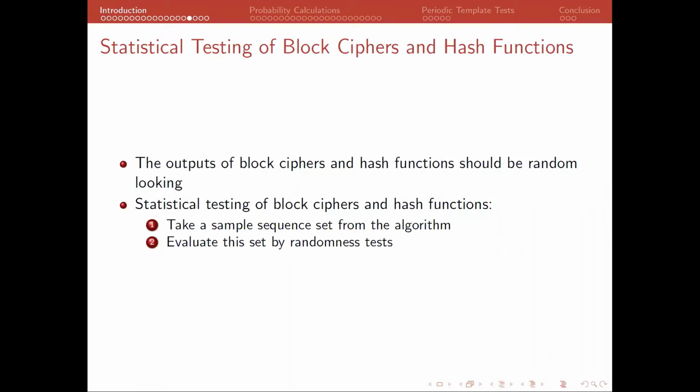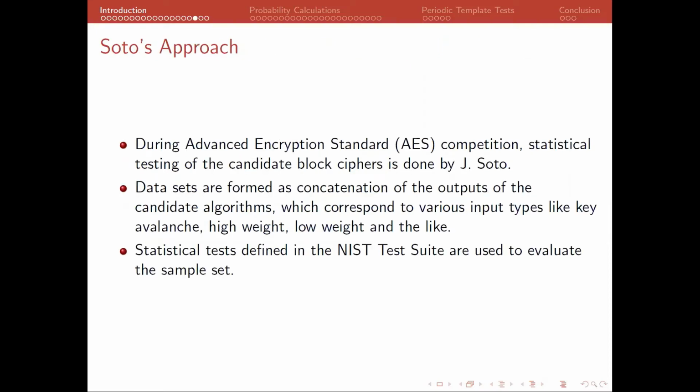And this is also one of the problems in the AES competition. Usually this is the normal procedure: first take a sample sequence from the set, then evaluate the set by a randomness test. So in 2000, during the AES encryption standard, Soto proposed that we should take some non-random data like low weight data, high weight data, and some other data, and obtain a sequence, and by concatenating all of the sequences, we have a very long sequence.